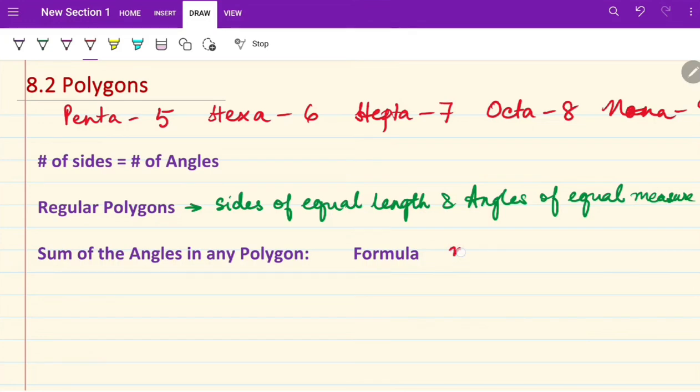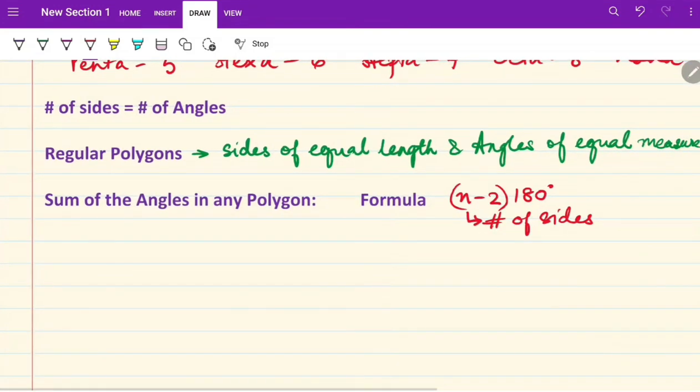Now, we can find the sum of the angles in any polygon using a formula that goes like this: (n minus 2) multiplied by 180 degrees, and here n stands for the number of sides of the polygon whose sum of angles we are trying to find.